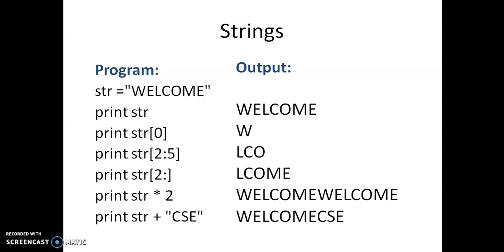The output is: first, print str gives welcome; second, print str of 0 gives W; and third, print str of 2 to 5 gives LCO. Here Python doesn't include the last index value; it gives up to one minus the last index. So LCO. And print str of 2 colon is from L to the last character E. str into 2 gives the welcome message 2 times, and the last one is welcome with csc added at the ending.